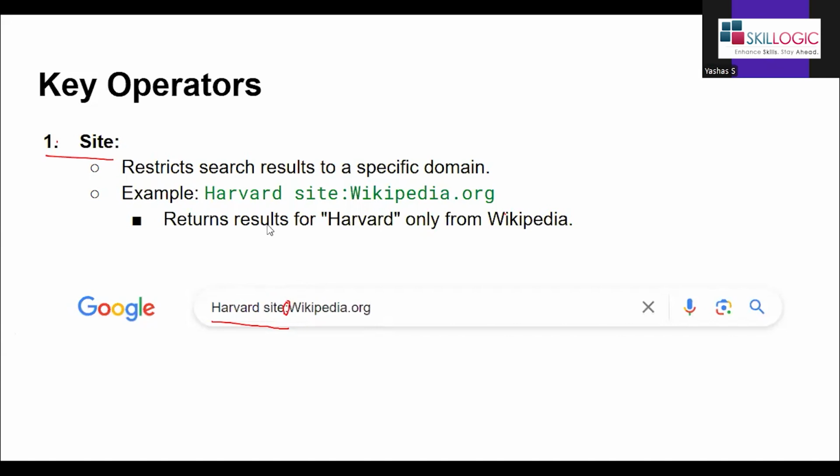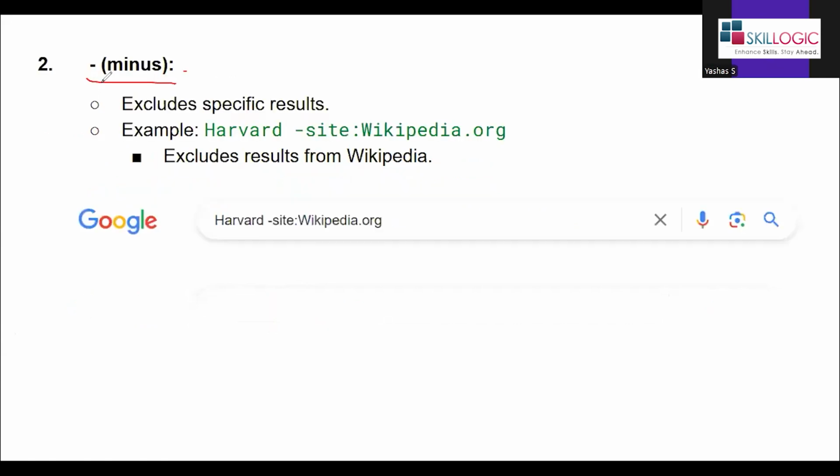Next, we also have the minus operator. What is this minus operator? Using the minus operator, users can exclude a specific result from the search. For example, here we are combining both operators, minus and the site operator. This query will return the search results from Google while excluding any result from Wikipedia. Once you become more proficient with operators, you can find more ways to combine them and extract useful information.